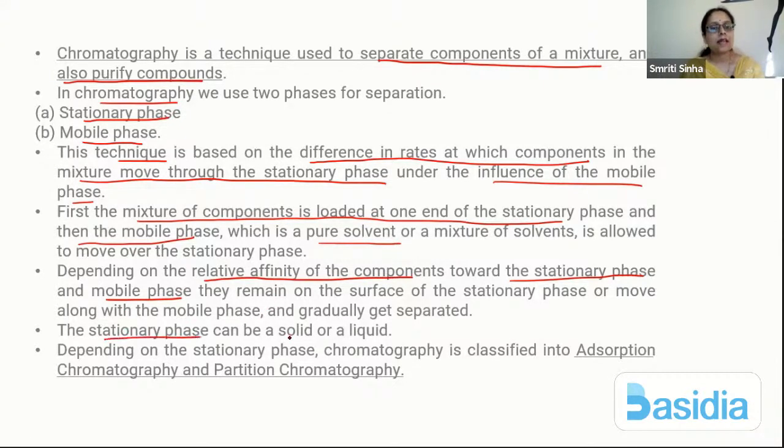The stationary phase can be a solid or liquid. The mobile phase is liquid or gas. But there are two types of chromatography depending on your stationary phase. The first is adsorption chromatography and the second is partition chromatography.